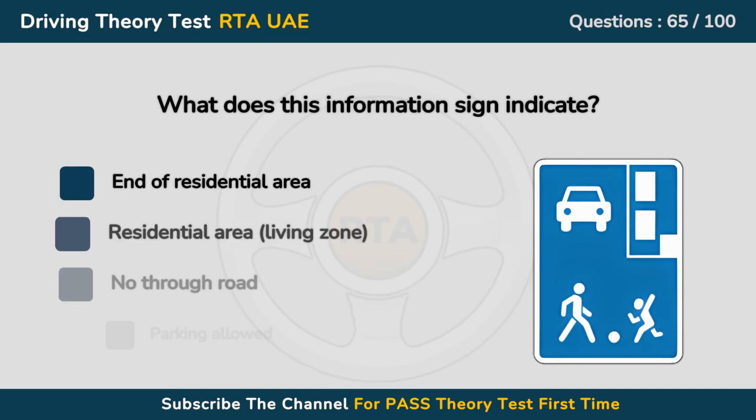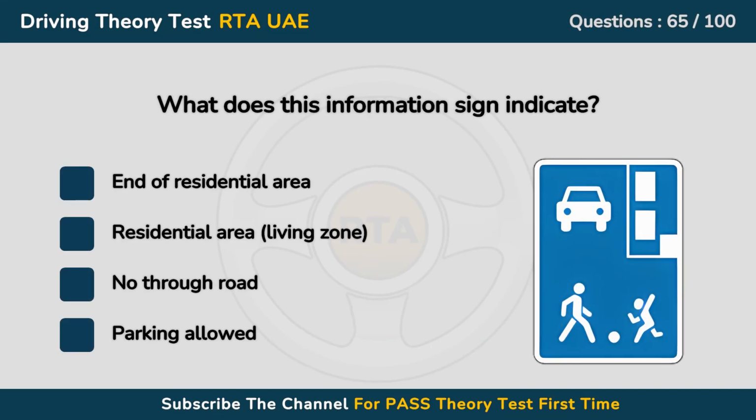Question 65. What does this information sign indicate? A. End of residential area. B. Residential area living zone. C. No through road. D. Parking allowed.